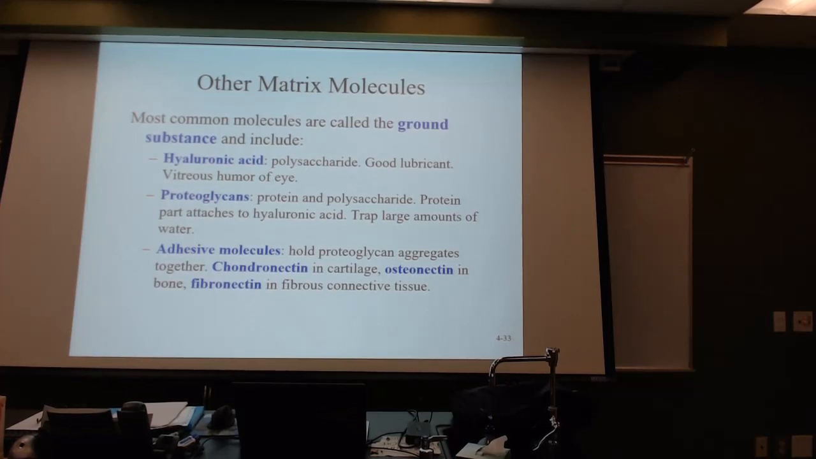Good example. In our eyes, behind the lens, we are born with a vitreous humor. It actually looks like a gel. It acts as a very good lubricant. Another place that we could find this hyaluronic acid, cartilage.